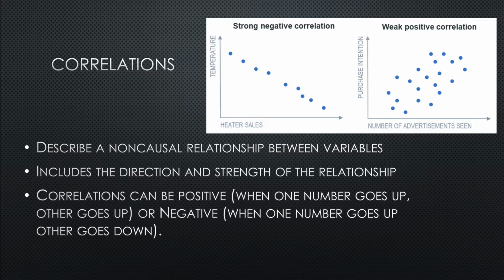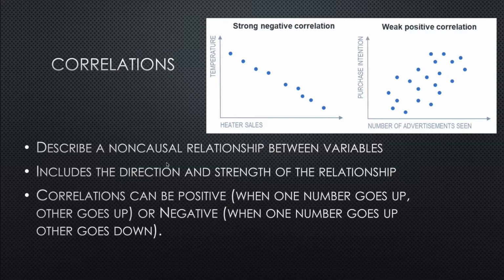Typically, correlations include a directionality and a strength of the relationship. So we look at, is it a positive or negative relationship, or is it a strong or weak relationship? Correlations are positive when one measure goes up, the other number goes up, or they can be said to be negative, that when one number goes up, the other number goes down. So let's look at some examples, and these have nothing to do with our field, but they just show examples of this.